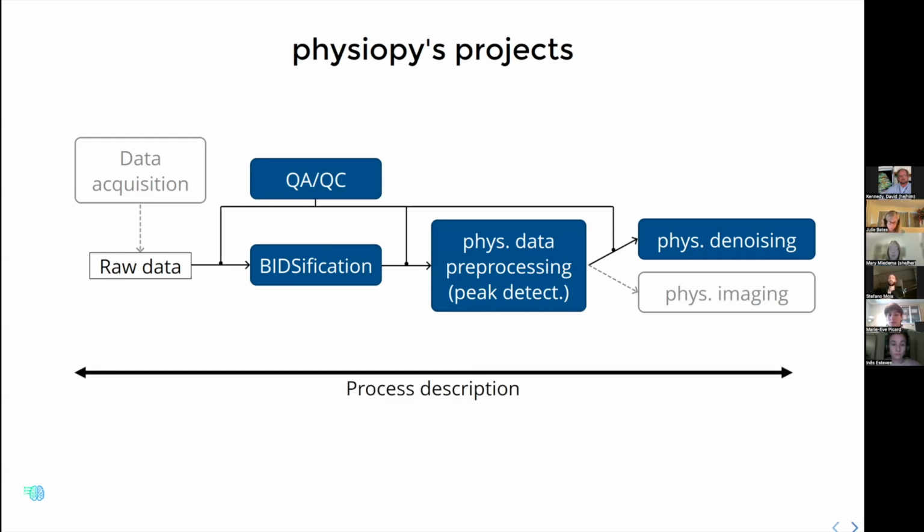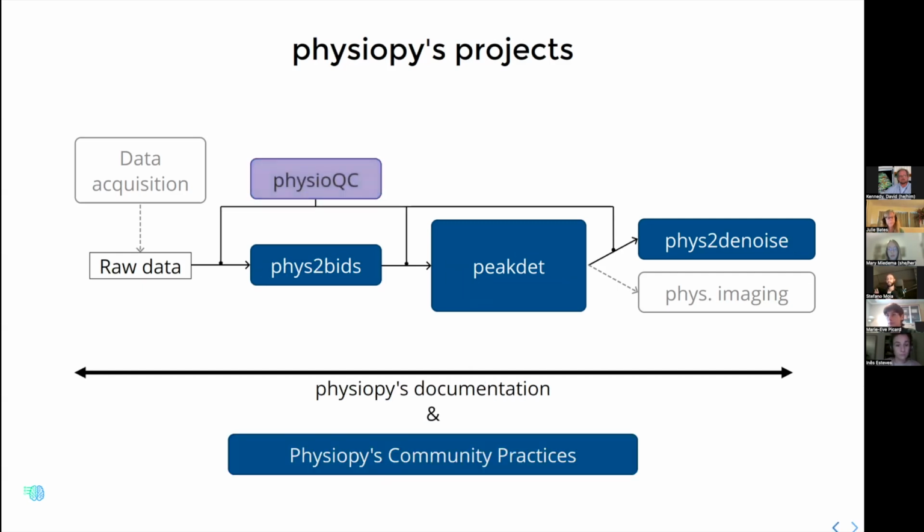And finally, as I said before, our documentation also describes and guides all of the process that I've talked about so far. And so we have a different toolbox for each of these steps. We decided to be very modular so that people could just use one if they wanted, or all of them at the same time, and interface with other toolboxes otherwise. And so our BIDSification happens with phys2bids, our peak detection and data processing with peakdet, and finally the physiological denoising happens with phys2denoise. PhysioQC is a new library that we're creating at the moment, and it's still quite at the beginning, but it's what is meant to cover quality control and quality assessment. And finally, our physiological community practices guide the documentation and acquisition of data.